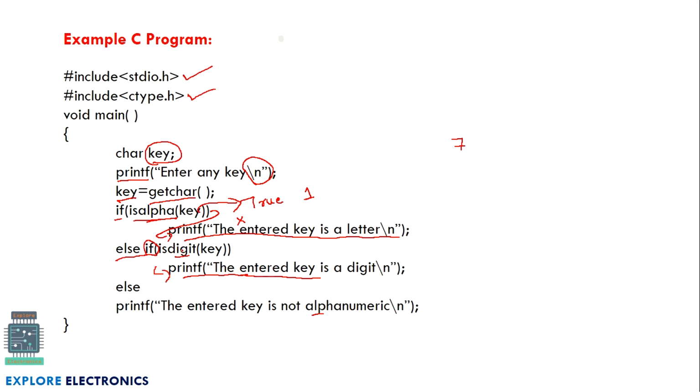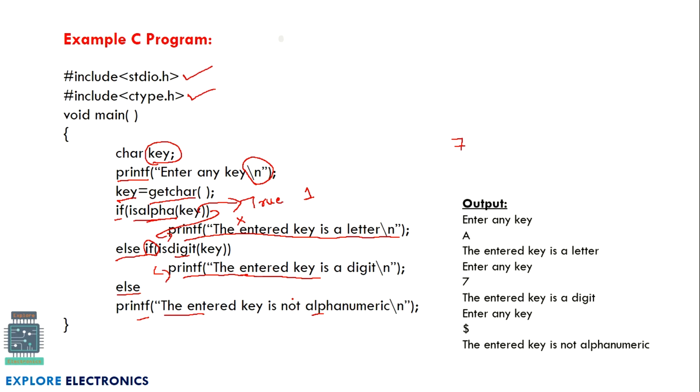If the entered character is not a digit either, then both conditions are not satisfied, so it will come to the else condition. The else is not going to check anything. If it is not an alphabet and not a digit, it will come to else and execute this statement, printing that the entered key is not an alphanumeric. It is neither an alphabet nor a number. That is when it enters the else condition.